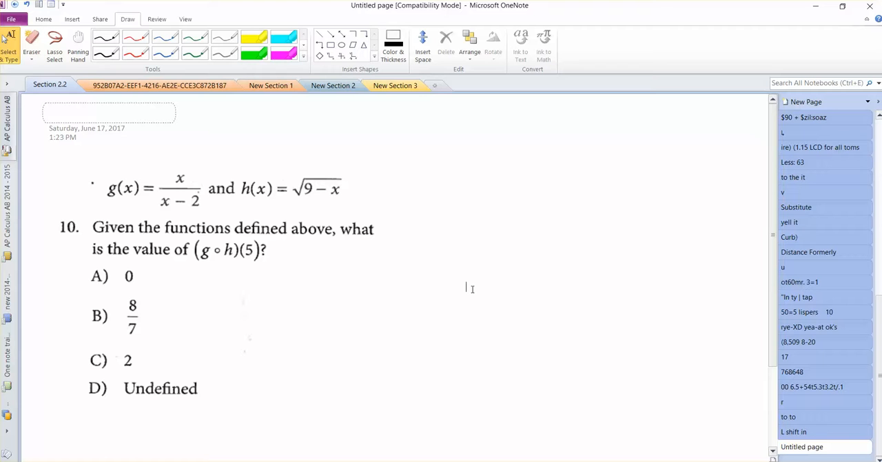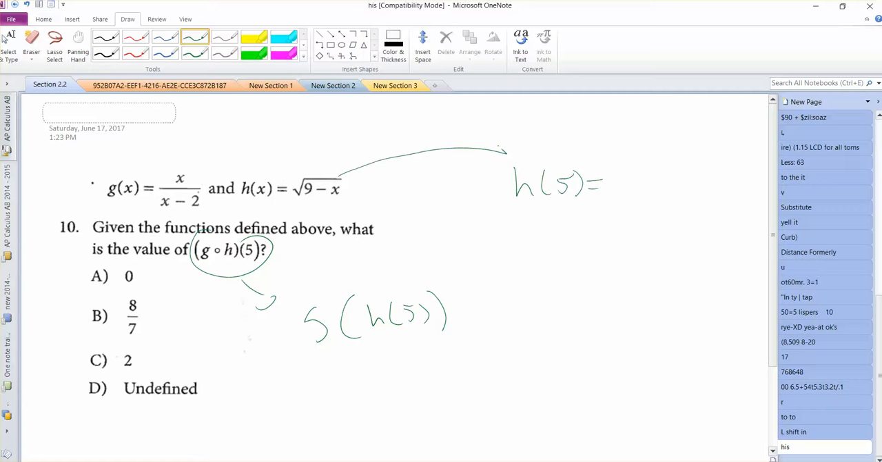So this would imply that you have to plug 5 into h first. So whatever that output is, you plug into g. h of 5 is pretty easy. It's root 9 minus 5, root 4, that's 2. Then it becomes input for g of x.